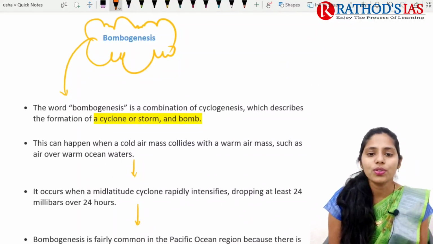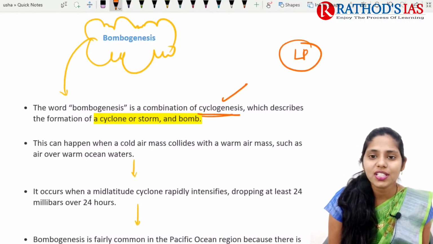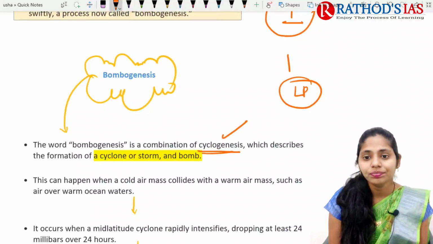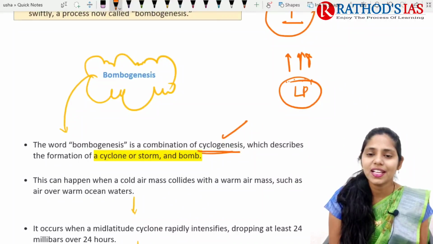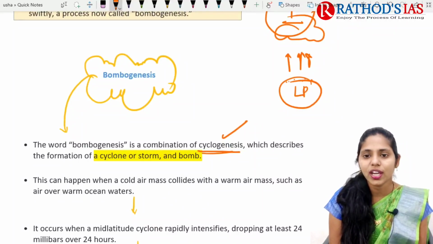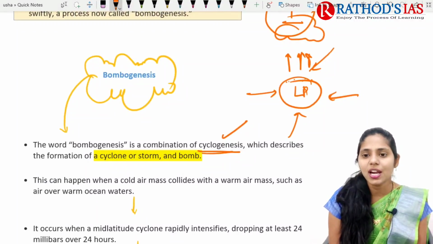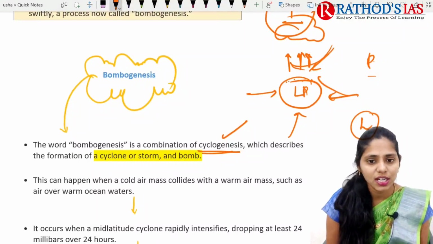So we're talking about bombogenesis. It is a combination of cyclogenesis. How are these cyclones formed? For example, a low pressure area is created. Because of this low pressure area, the air and the moisture present will be heated up and rise, forming clouds. And the wind from the high pressure area comes and occupies this low pressure area, and because of the Coriolis force it is tilted towards the right in the northern hemisphere, and towards the left in the southern hemisphere.